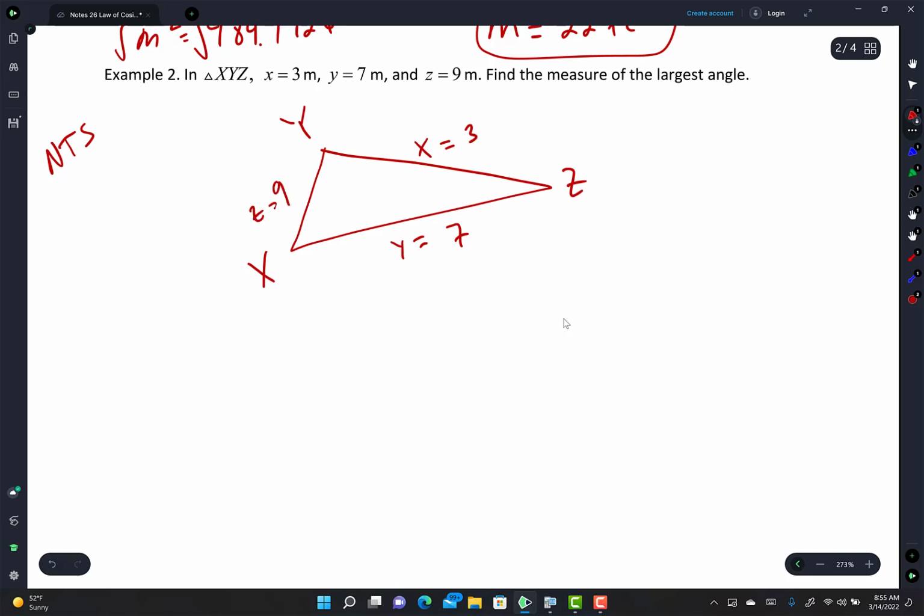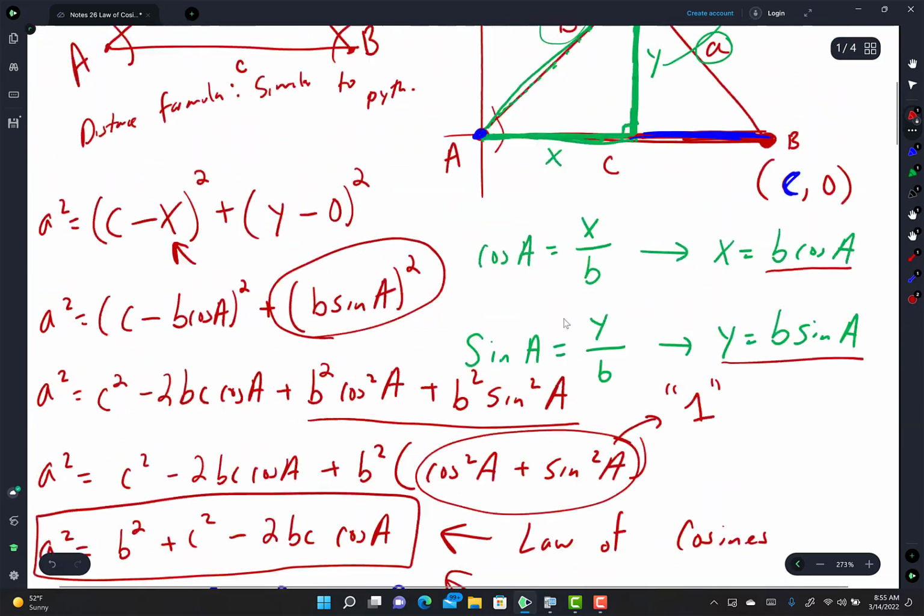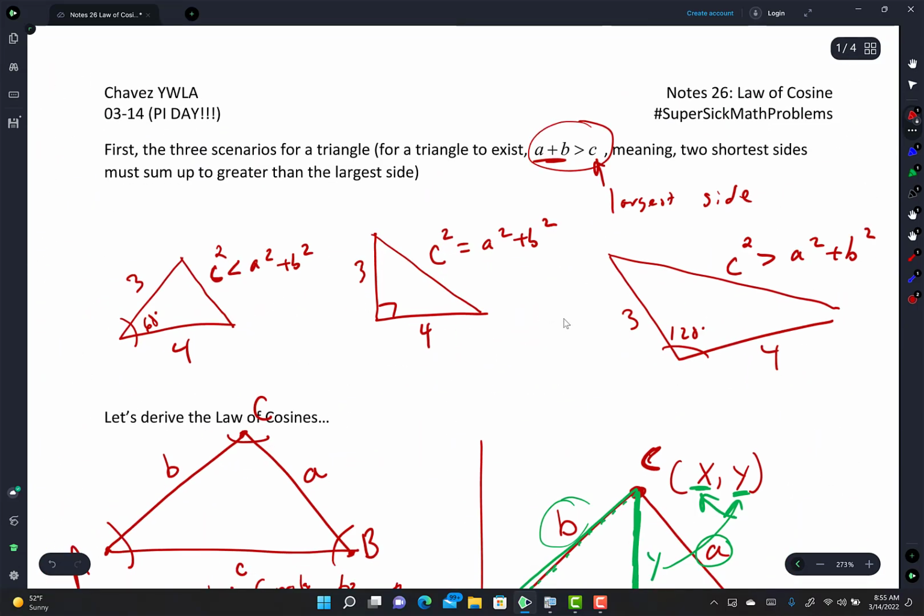Actually, you guys do know how to figure out whether it's acute, obtuse, or right from right here. From this.